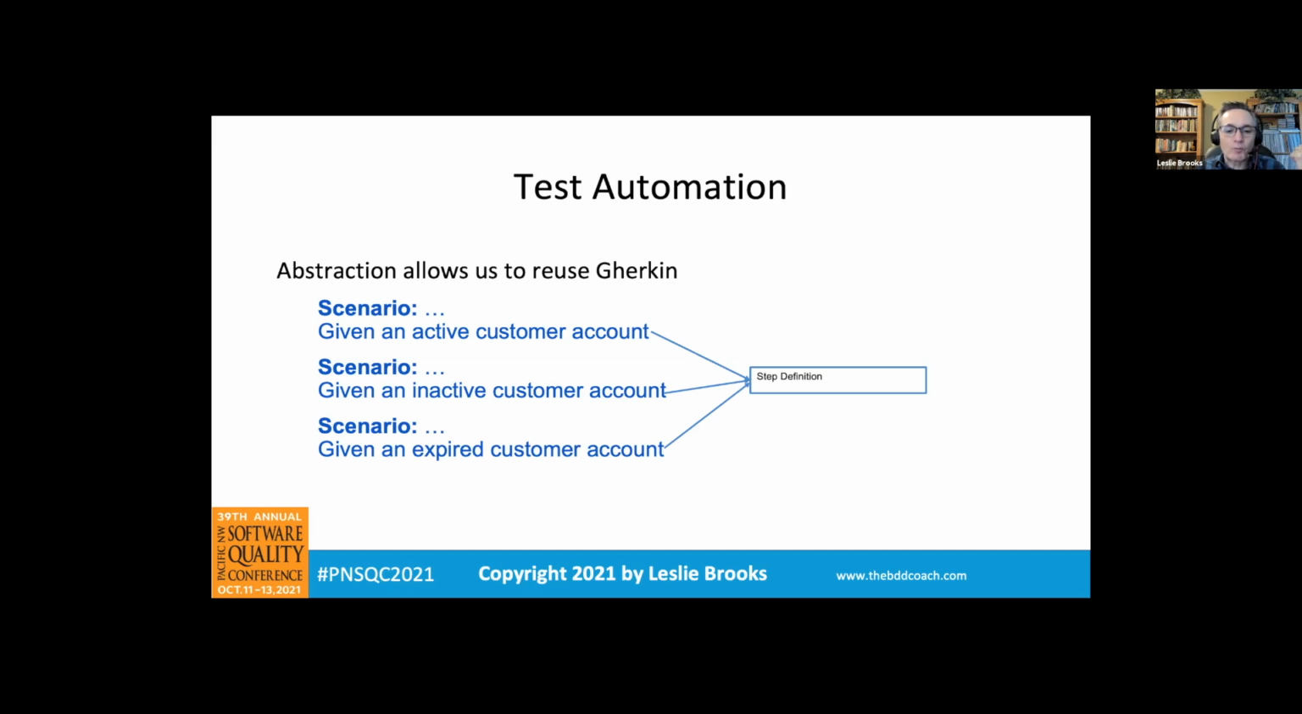If we do our job well, we might have 1,000 requirements and maybe only 150 unique given statements. All of the rest just get reused. And when you reuse it, there's no code to write. It's already automated.